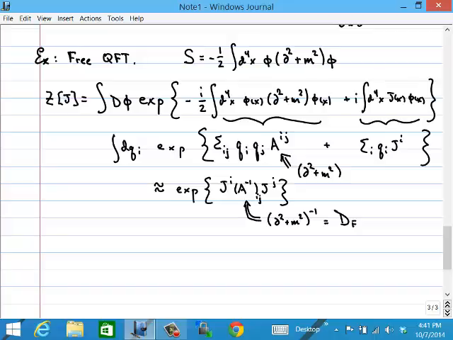So now let's try and verify this and work this all out a bit more explicitly. Maybe before I do so, let me pause and see if there are any questions. Okay.